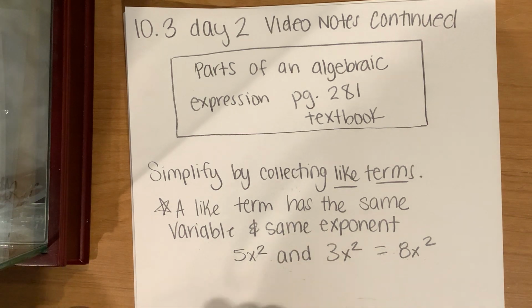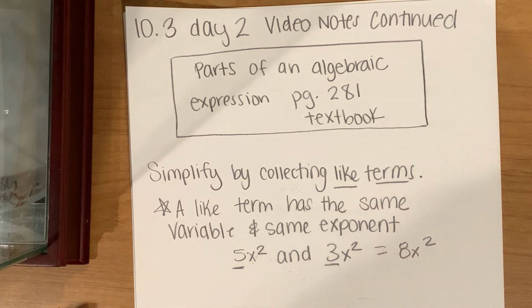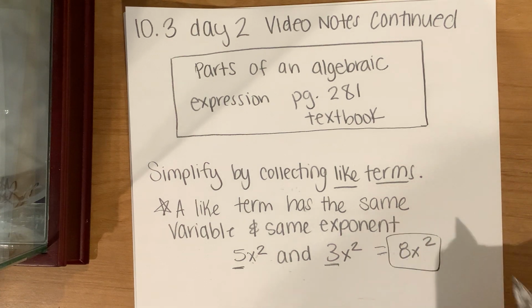Notice I'm not adding the exponents, I'm not adding the x's, I'm only adding the coefficient. That's the number in front of the variable, giving me 8x squared.